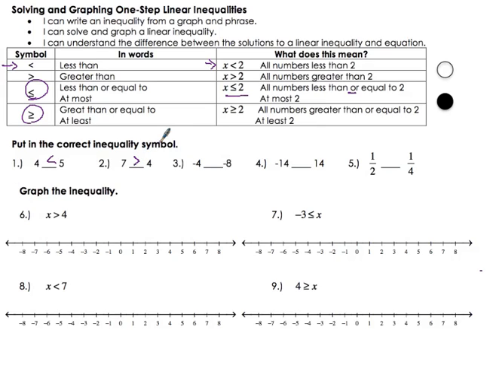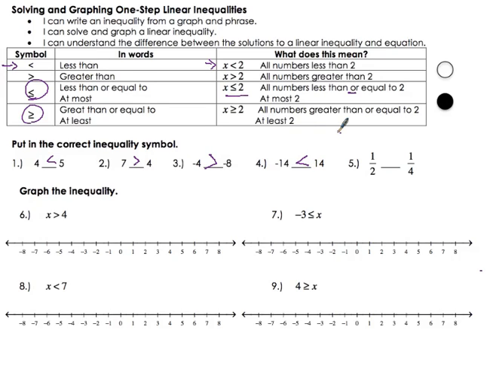Number 3, negative 4, negative 8. How do those two numbers compare? Is negative 4 bigger or smaller than negative 8? It's actually bigger than negative 8, so it's greater than. Number 4, negative 14 and 14. How do those two compare to one another? Well, it's a negative, so that must be less than the positive one.